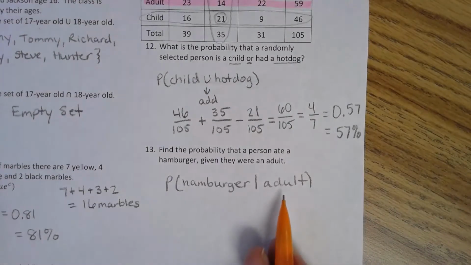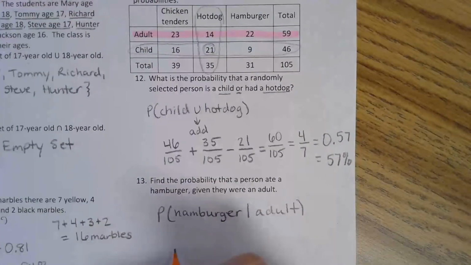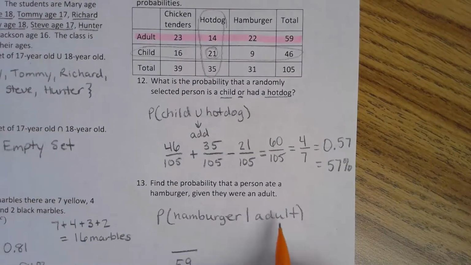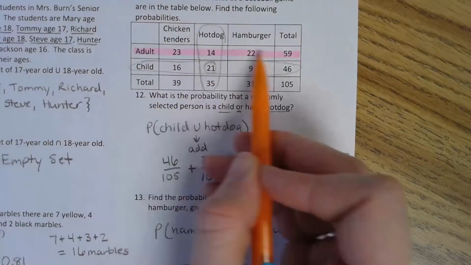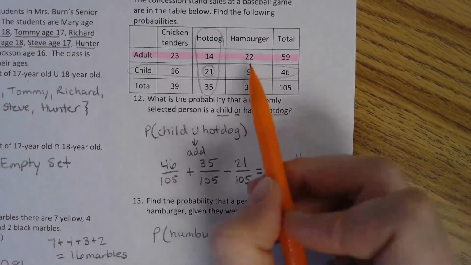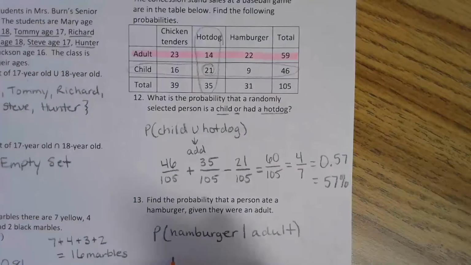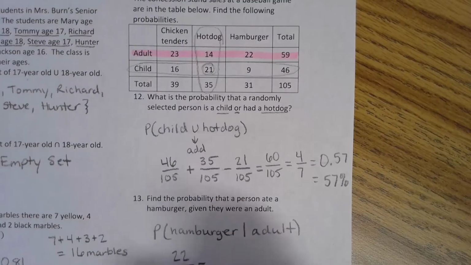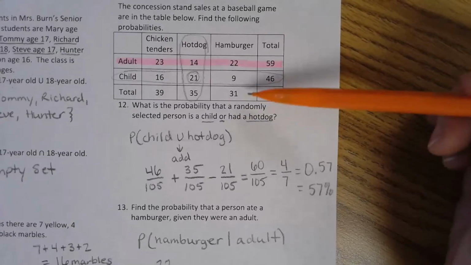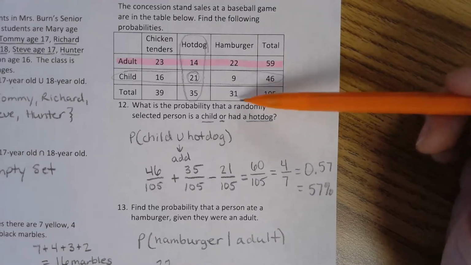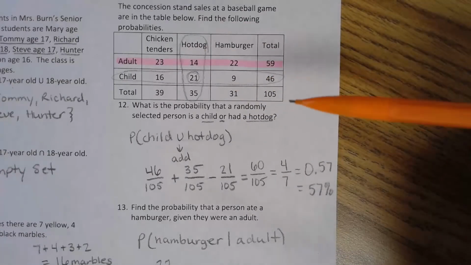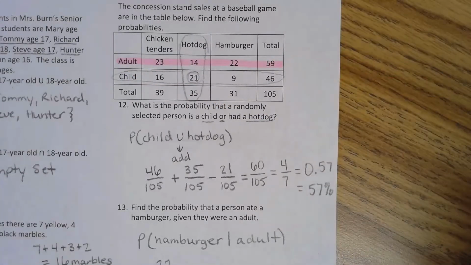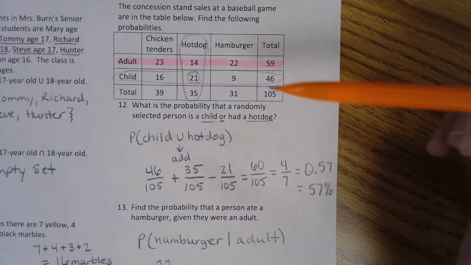So our total number of adults in this is 59. Of those adults, how many ate hamburgers? So in that adult section, you cannot look anywhere else in the table. We just want these 22. Because if you get any other numbers, you're considering the children. So if you use this 31, any other numbers in the table other than those adult numbers would not be the probability we want. We want what's the probability that a person ate a hamburger.